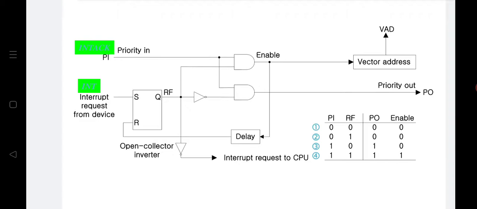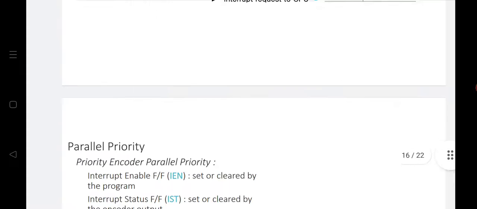Based upon that particular output, it is given to the AND gate and it gives the information that yes, there is a priority output. Next it is going to enable the vector address. Based upon that vector address, it goes to that particular vector routine program and executes that program. So this will occur in the daisy chain.